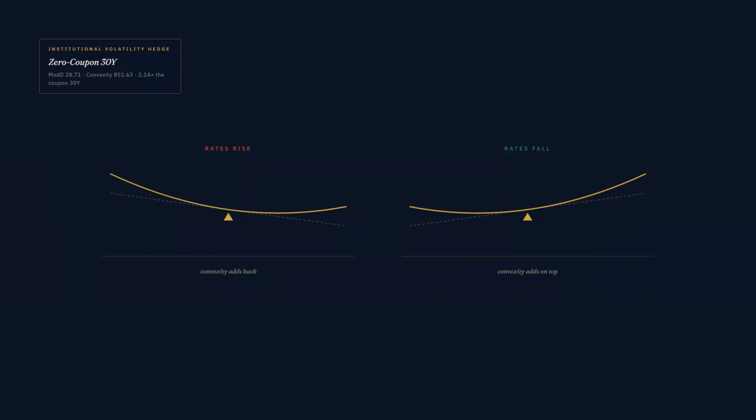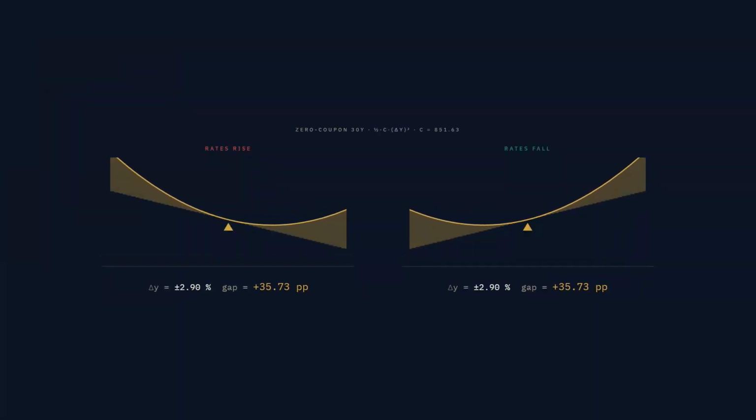When a hedge fund wants to bet not on which direction rates will go, but simply on the fact that they'll move at all in some direction, they often reach for long-dated zero-coupon bonds, because the second moment of cash flows profits in either direction the rates take. The bigger the move, in whichever direction it lands, the bigger the gift.